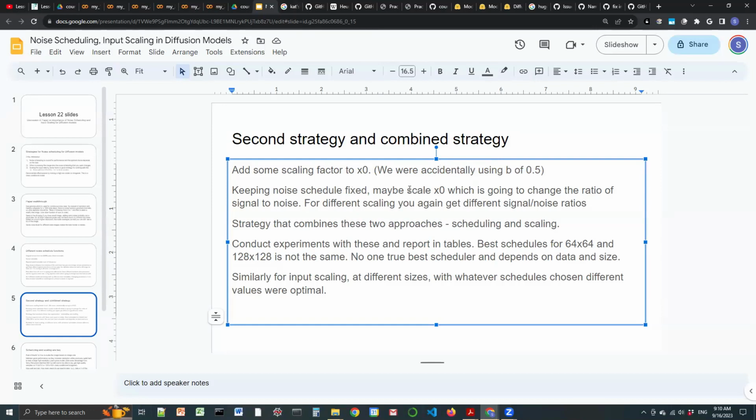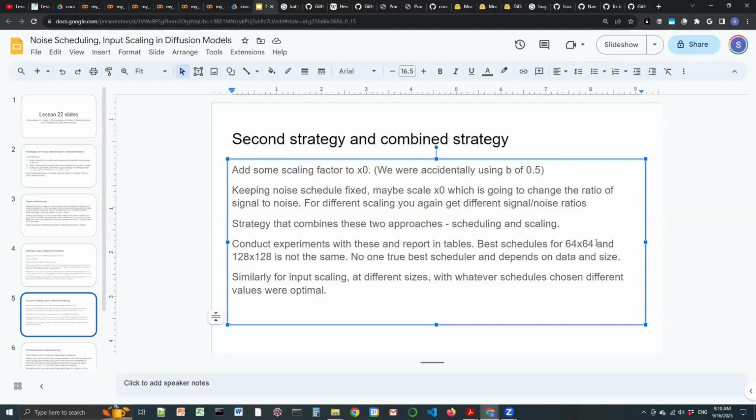So keeping the noise schedule fixed, we can scale X0. And why does it help? Because it changes the signal to noise ratio. So for different amounts of scaling, you get different signal to noise ratios. So that's the reason why the diffusion model learns better, right? This gives us the theory behind the empirical things that we observed. And of course, you could have a combined strategy, which is what they eventually implement in the paper, that combines scheduling with scaling, right? And then they conduct a whole bunch of experiments and report it in tables.